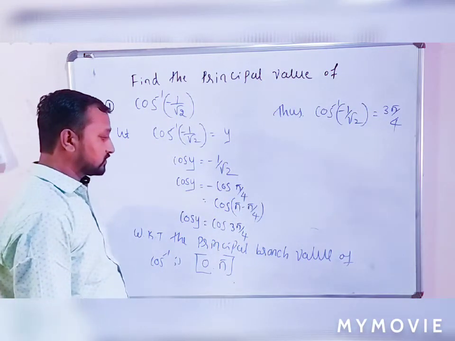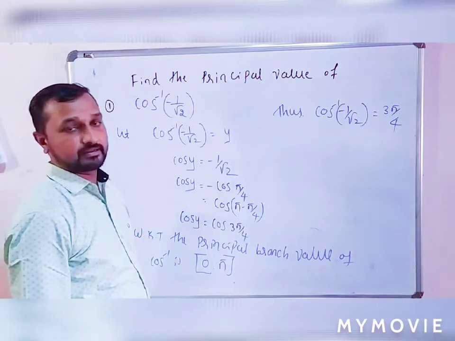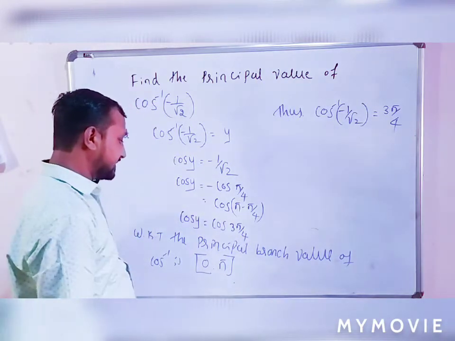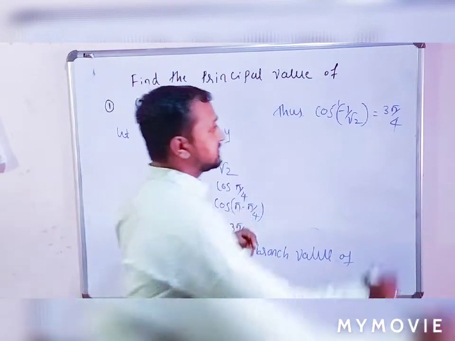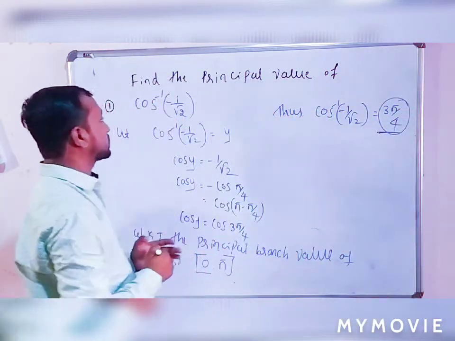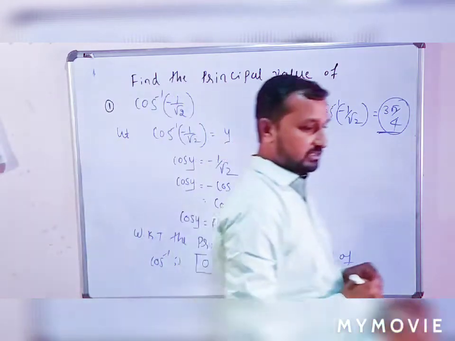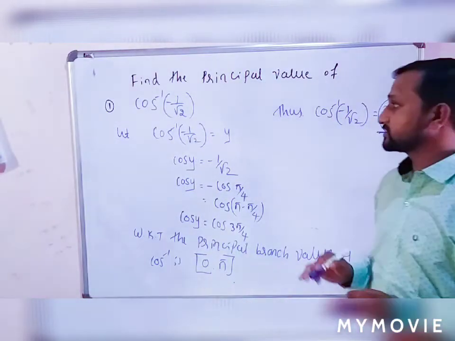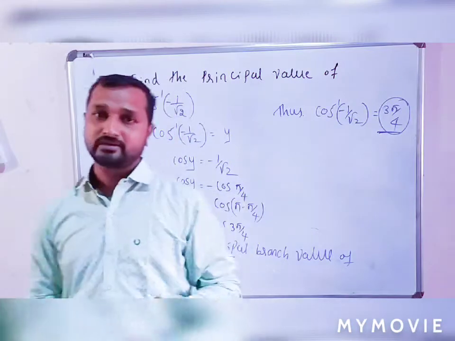Cos inverse of 1 by 2 is equal to this angle. Is that clear? So next, this is the principal value of this function. So students, this is a very lengthy process. This is only a 1 mark question.